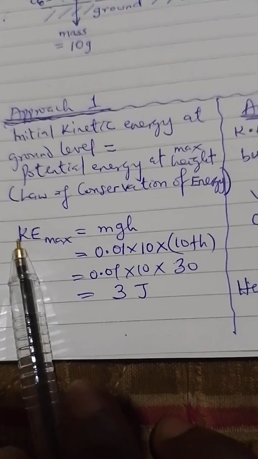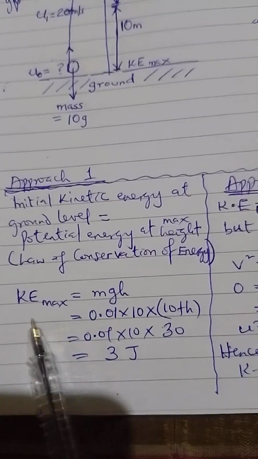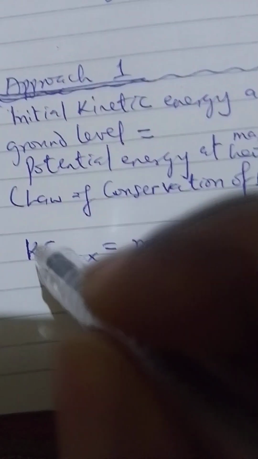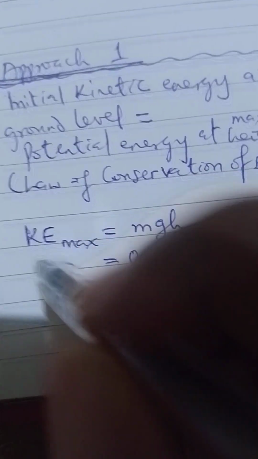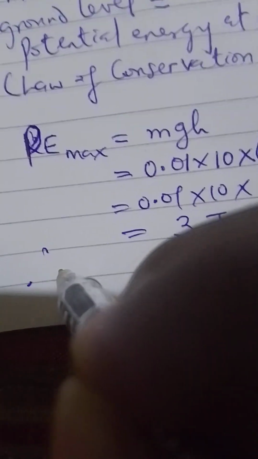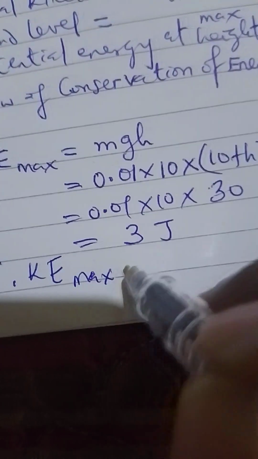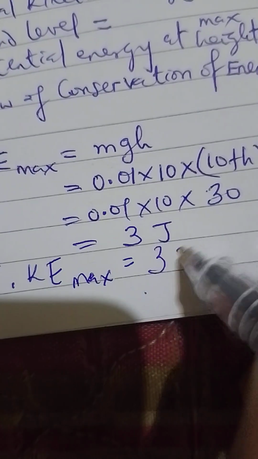This is actually the potential energy at maximum height, but it also equals the kinetic energy. So maybe I should just correct it. Let's make it P, potential energy, so that you don't get confused thinking that this is the formula for kinetic energy. So just say therefore the kinetic energy at the ground level, which is maximum at ground level, is equal to 3 joules.